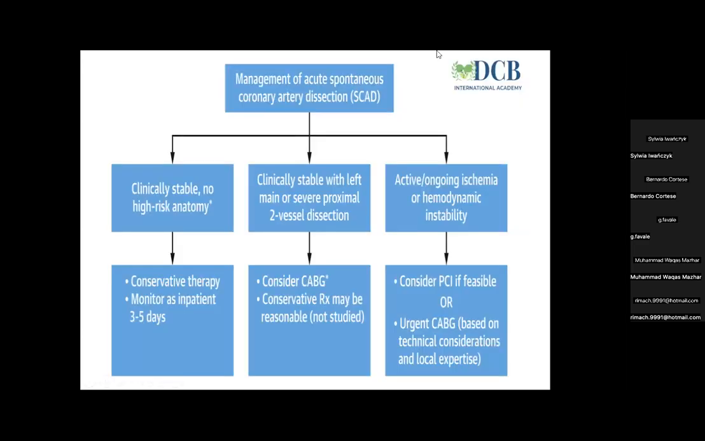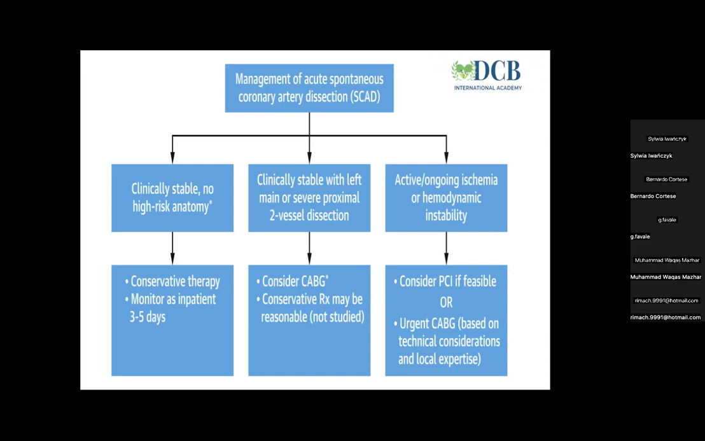So, what about the management of acute spontaneous coronary artery dissection? This depends on the patient and the lesion. If our patient is clinically stable with no high-risk anatomy on the vessels, so this is not a left main, not proximal vessels, not a big vessel with TIMI 3 flow, we go for conservative therapy and monitoring for 3 to 5 days in hospital.